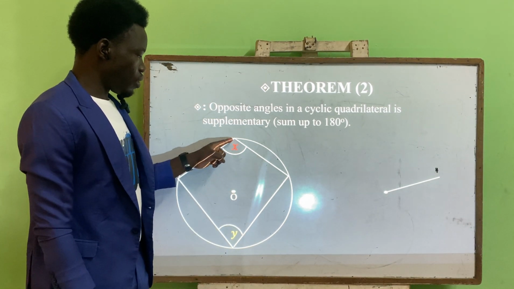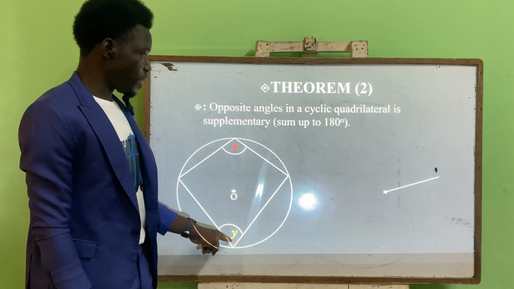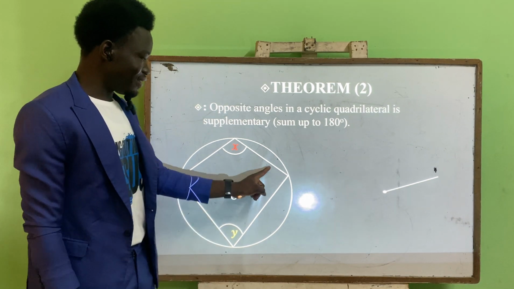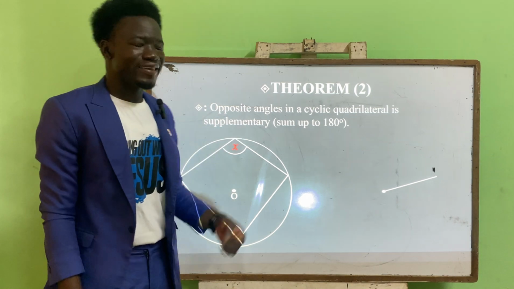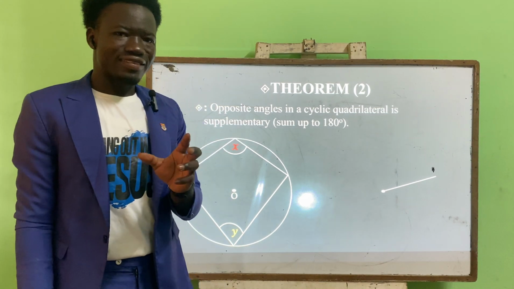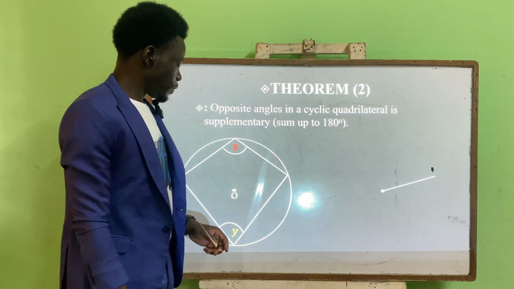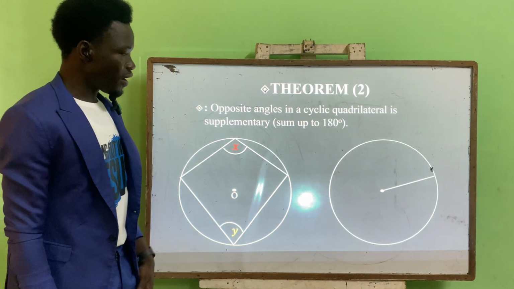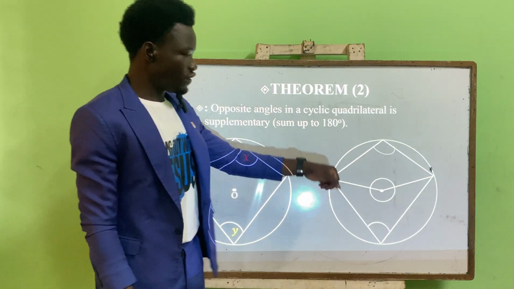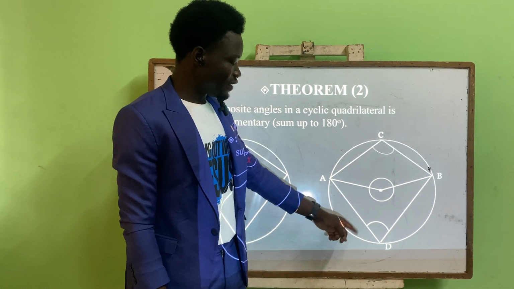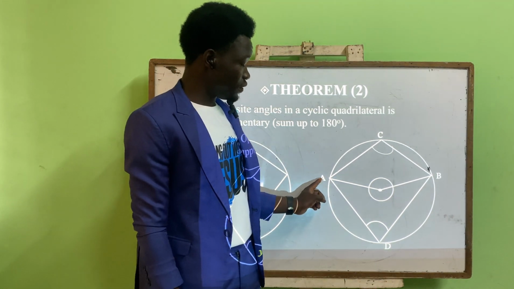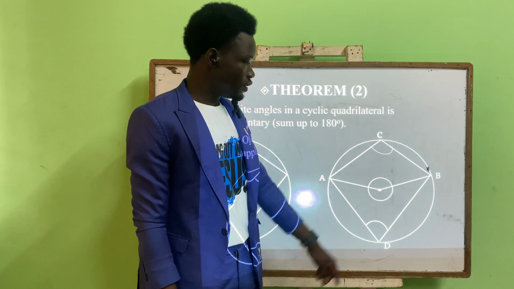So this angle here and this angle will sum up to 180. This angle and this angle will sum up to 180. But we are saying that the opposite angles are summing up to 180 degrees. Okay? If I have another one here, and this is from the least one I've drawn, this angle here and this angle here will be equal. So I'll just label that A, B, C, D.